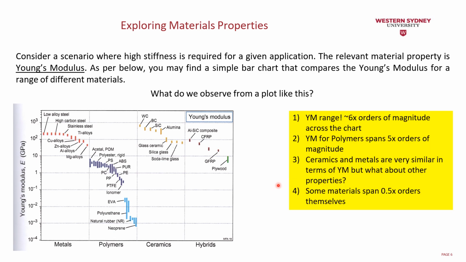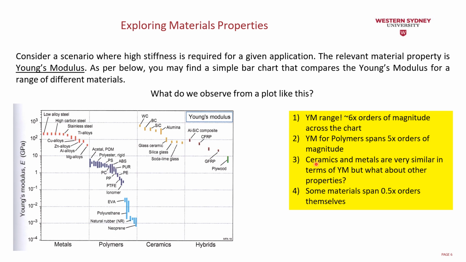as I mentioned earlier, you can find that the Young modulus spans over 6 orders of magnitude across the chart, and the Young modulus for the polymers spans 5 orders of magnitude. So that's the polymers. You can see that out of the 6, there's 1, 2, 3, 4, 5, 6. Oh, sorry, start from here. 1, 2, 3, 4, 5, 6. So the polymers span 5 of those 6.